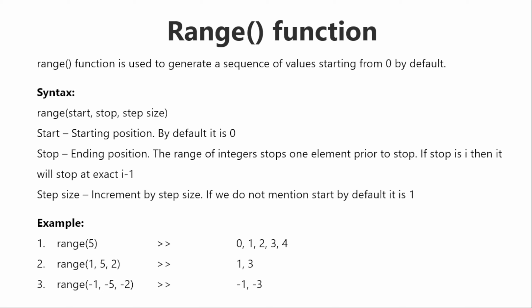The range of integers stops one element prior to stop. If stop is I, then it will stop at exactly I minus 1. For example, if you are giving a range of 5, then it will stop at 5 minus 1, that is 4. So it will print the elements till 4.